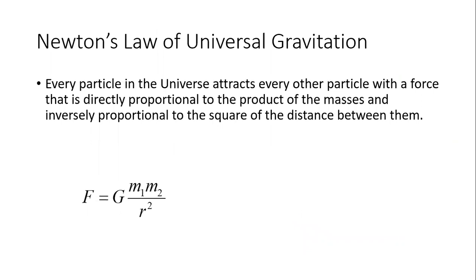Newton's law of gravitation. Every particle in the universe attracts every other particle with a force that is directly proportional to the product of the masses and inversely proportional to the square of the distance between them. F equals G M1 M2 over R squared.